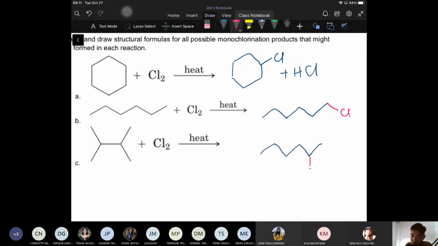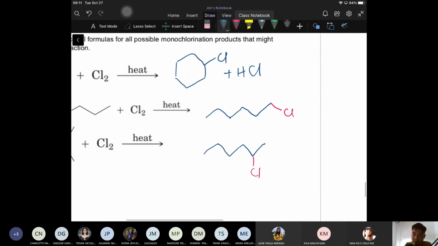Pwede yung palitan niya na hydrogen ay yung nasa gitna. Itong nasa second carbon. Okay. Ano pa yung pwede niya palitan? Yung nasa third carbon. Okay. So, yan yung ating mga products. No? So, we can have a Cl attached to the last carbon, a Cl attached to the second carbon, Cl attached to the third carbon.